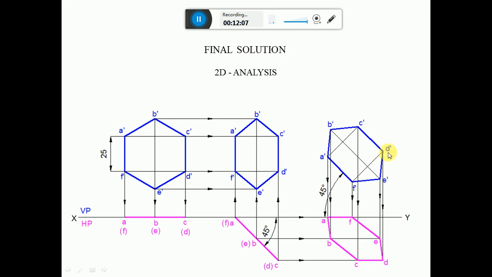Now we are going to take the distance between A dash and C dash. So we already have A dash. From A dash to C dash you have a perpendicular to A dash F dash, and similarly F dash D dash is perpendicular to A dash F dash. So you measure the distance from A dash to C dash, which is the same as that of F dash to D dash. So with A dash as center, cut an arc on this inclined line which is drawn perpendicular to A dash F dash, and mark this point as C dash.